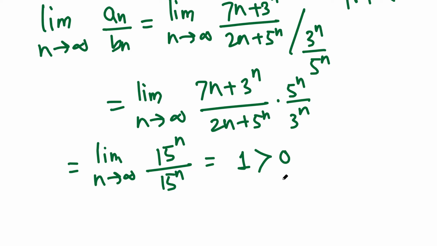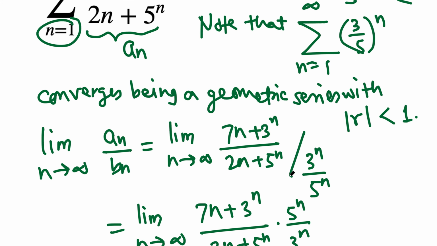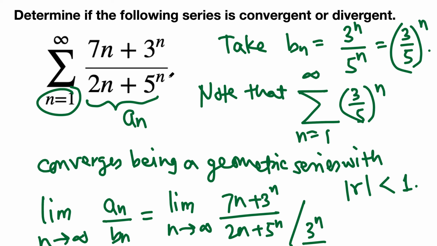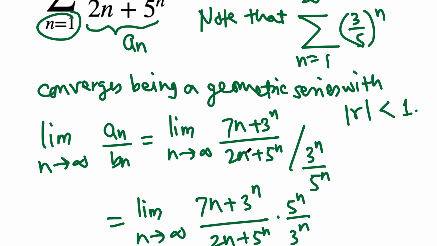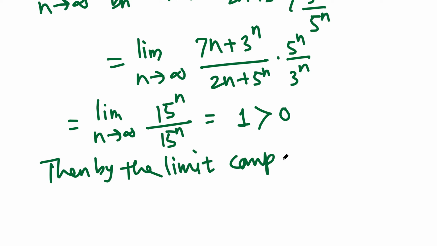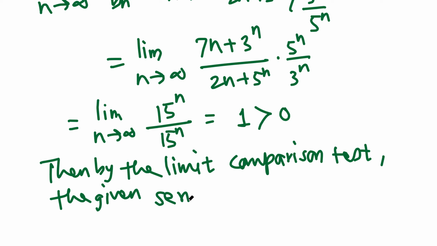That means, from the limit comparison test, both series behave the same. Our new series that we constructed is a convergent series. That means the given series also converges. Then by the limit comparison test, the original series, the given series in the question, converges as well.